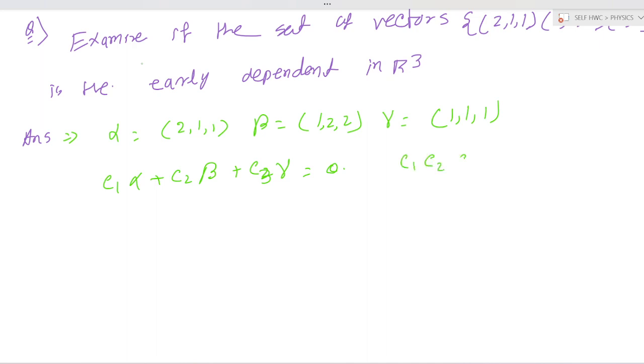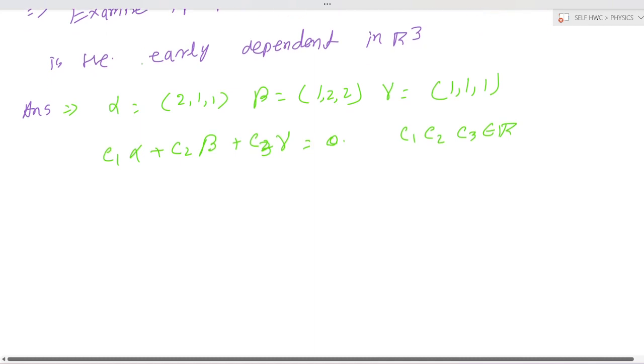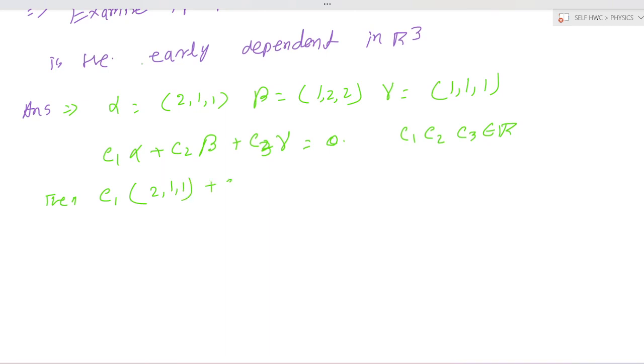C1, C2, C3 belong to real numbers. Okay, and then C1 into alpha means (2, 1, 1) plus C2 into beta means (1, 2, 2) plus C3 gamma into (1, 1, 1) is equal to (0, 0, 0).